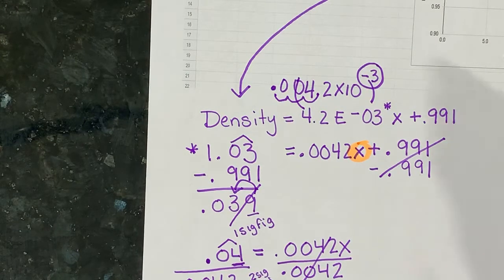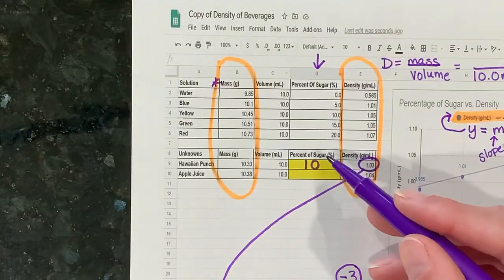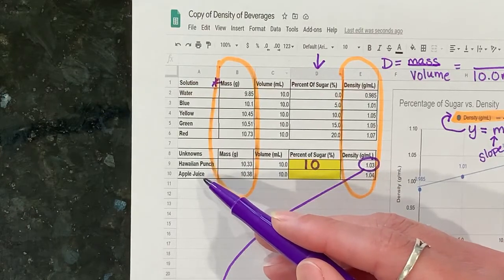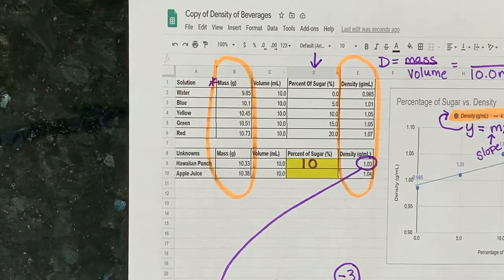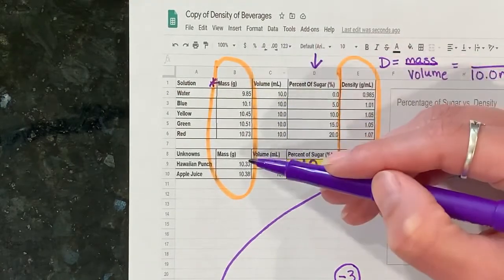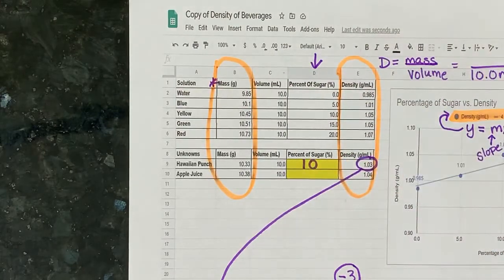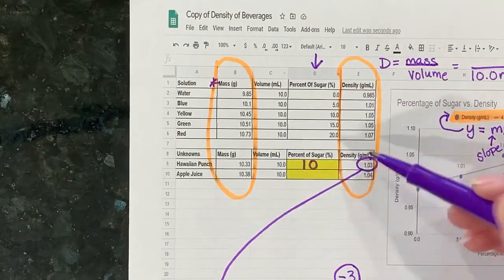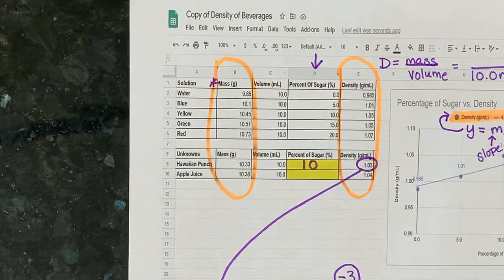Okay? So go ahead, use your numbers. Make sure you calculate your percent of sugar for Hawaiian punch and apple juice. Remember, you're going to do this with your numbers from the video, not mine, so this will not be exactly the same. Once you have filled out both this column and this column into the computer, okay, then you can submit your assignment for points.